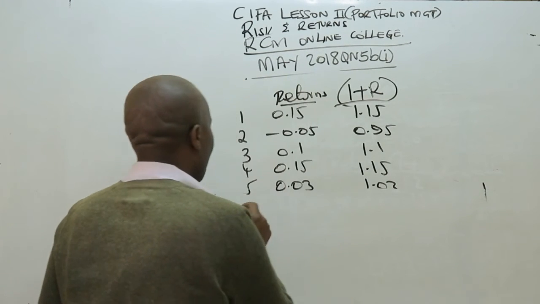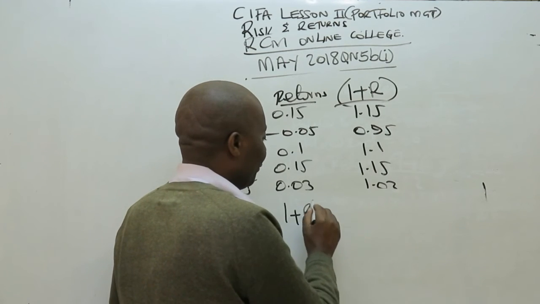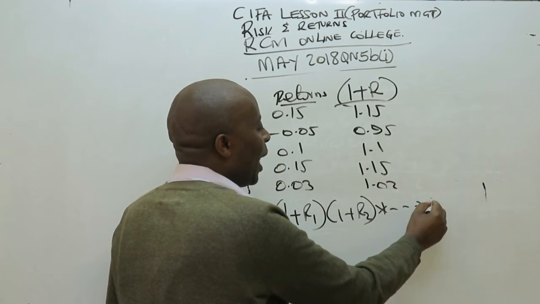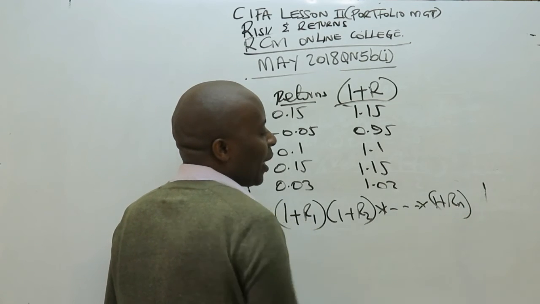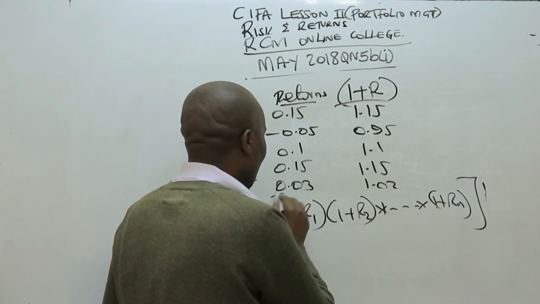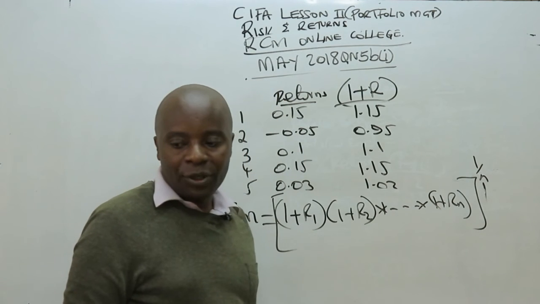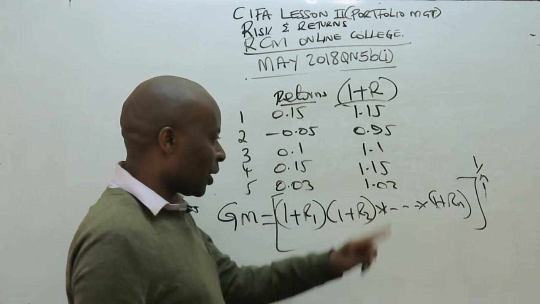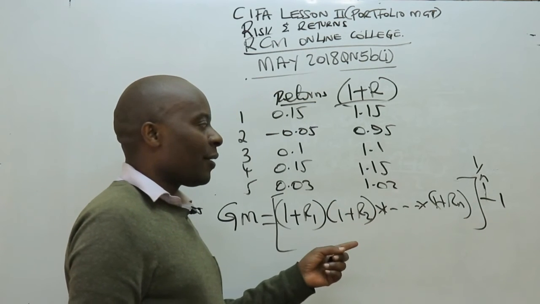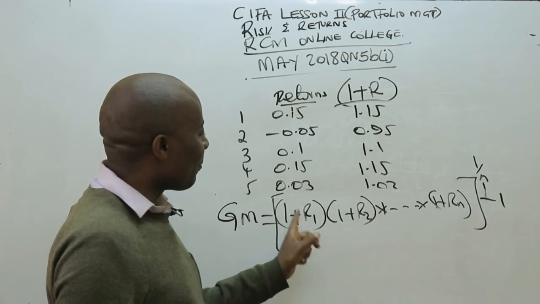To get the geometric mean, ladies and gentlemen, what I need to do is take 1 plus R1 multiplied by 1 plus R2, all the way up to 1 plus Rn. There could be very many terms. Then I need to look for the nth root, which is the same as raising this to 1 over n, and then subtract 1. So n is the number of years. In our case here, we've got 5 years. Fortunately, the 1 plus r values we already have.